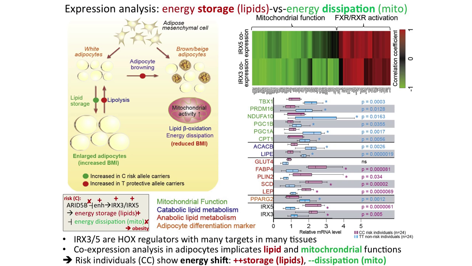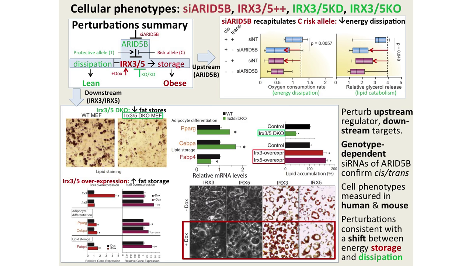And indeed, when we take the same 24 and 24 CC homozygous and TT homozygous individuals, you see this dramatic difference in all of these mitochondrial function genes, anabolic lipid metabolism, adipocyte differentiation, and so on, consistent with IRX3 and IRX5. But we want to continue doing this cis-trans analysis in order to show that this upstream regulator and the specific circuit that we're predicting is, in fact, causal for all of this.